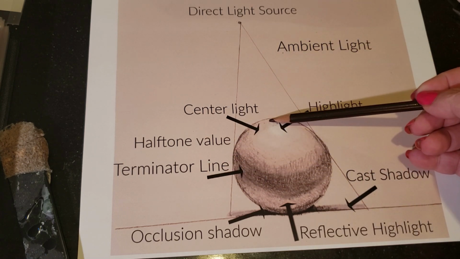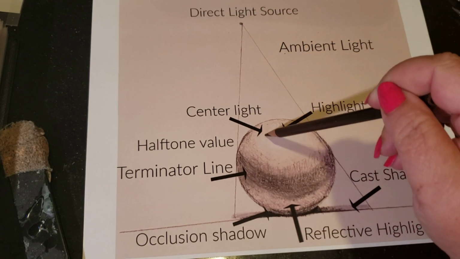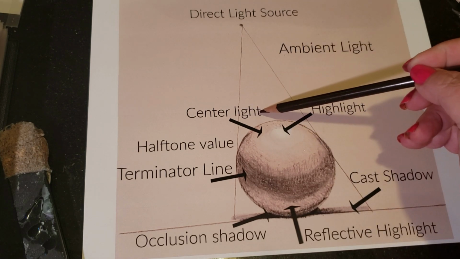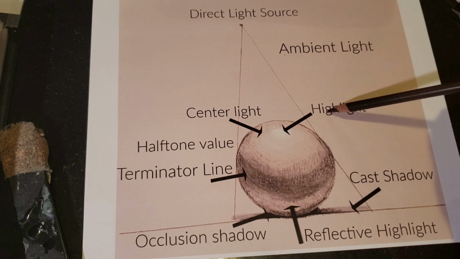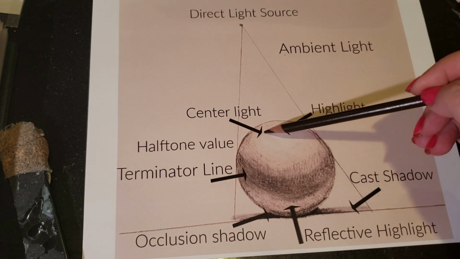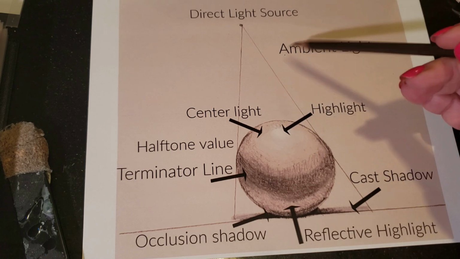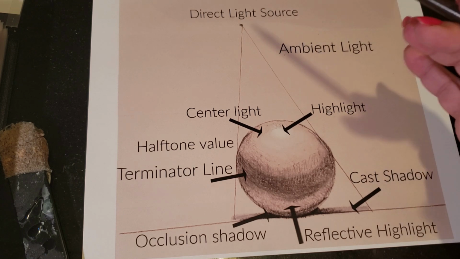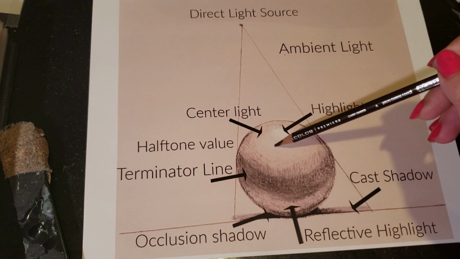So you have your light. This would be your brightest spot. The light hits right here first. Okay? This is called center light. It is not the highlight. Okay, we're going to talk about highlights in a minute. This point over here is your center light. It is the closest to your light source, your direct light source, okay? Your sun or your lamp. So here we have the center light.